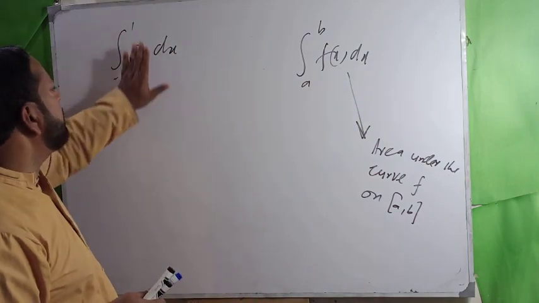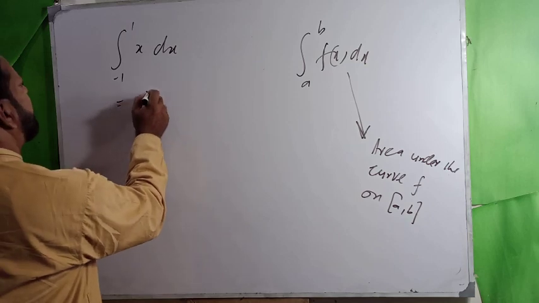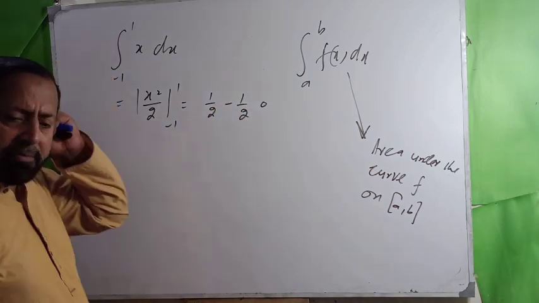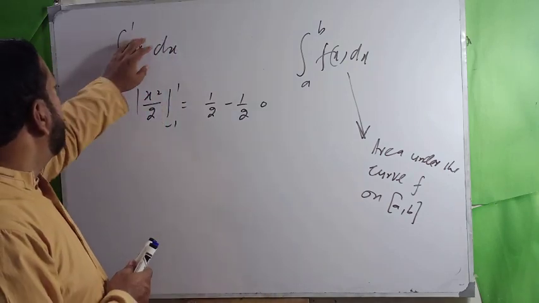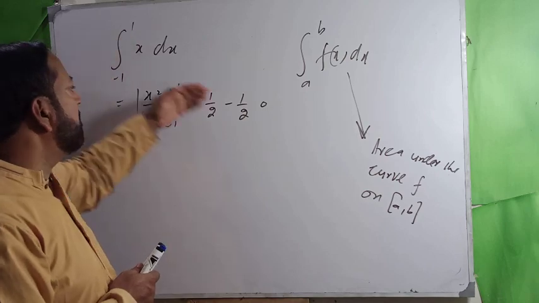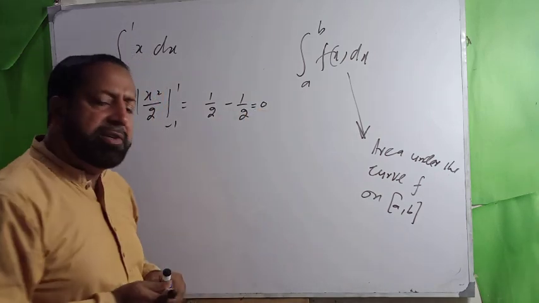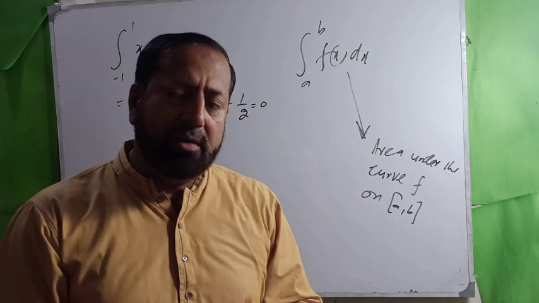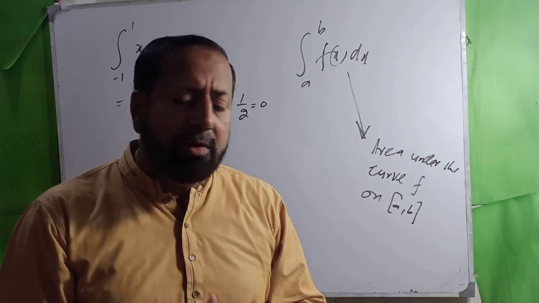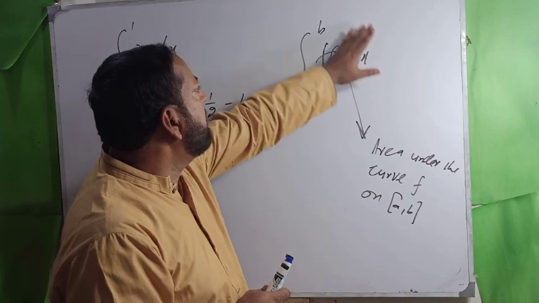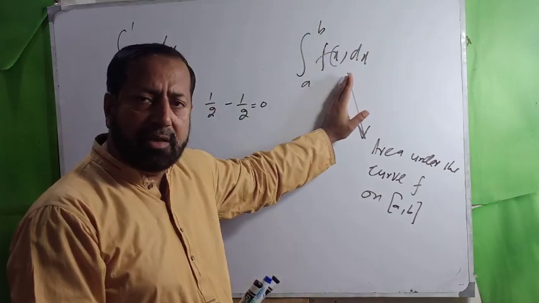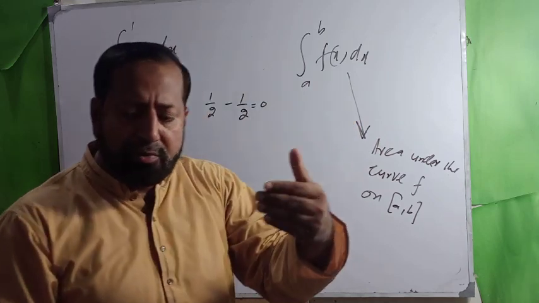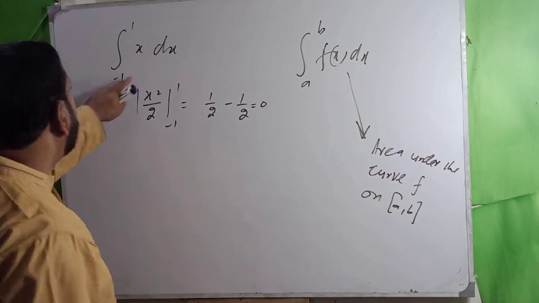You see, if you integrate this, you will get x squared by 2 from minus 1 to 1, this is 1 by 2 minus 1 by 2, so the answer is 0. So if I always say that this is the area under the curve of function x from minus 1 to 1, where is that area? The answer is 0. There should be some area. So there is a little difference between these two. Though the main idea of this integral is concerned with the area, we can find the area under the curve with the help of this integral. But you need to see why we are not getting the area.